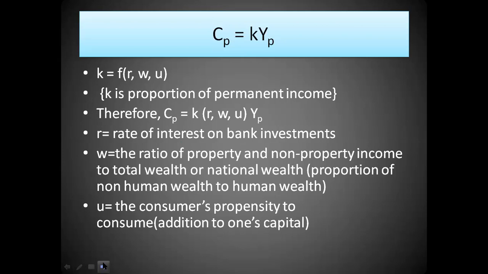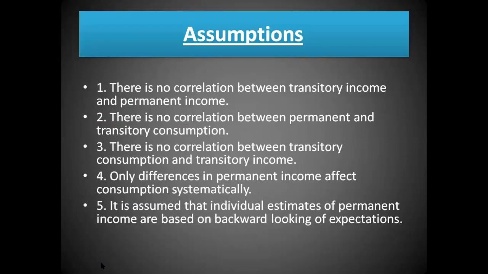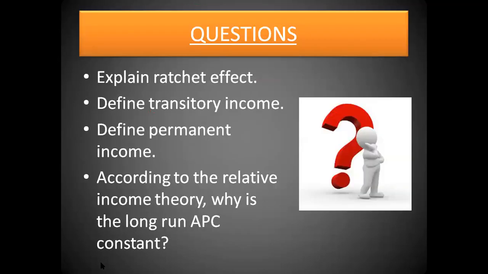Okay, so I hope this lecture is clear to you all, and I didn't give you any questions for the absolute theory, so I have combined the questions for both the theories. So these are the questions that you're going to do. Explain the ratio effect, define transitory income, define permanent income, and according to the relative income theory, why is the long run APC constant? Okay, so these are the questions that you have to do.